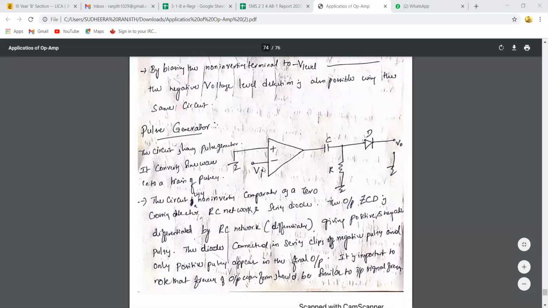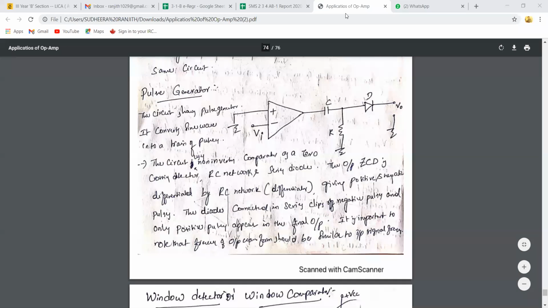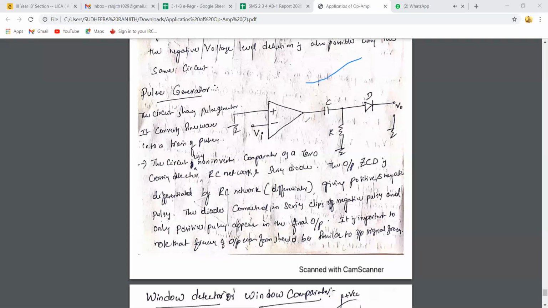Right. Coming to pulse generator. So this is the circuit diagram for pulse generator. In the circuit, the first part is a basic comparator circuit, and the output of the comparator is given to a differentiator. So the output of the comparator is applied as input to the differentiator circuit, and the output of the differentiator circuit is again given to a diode.